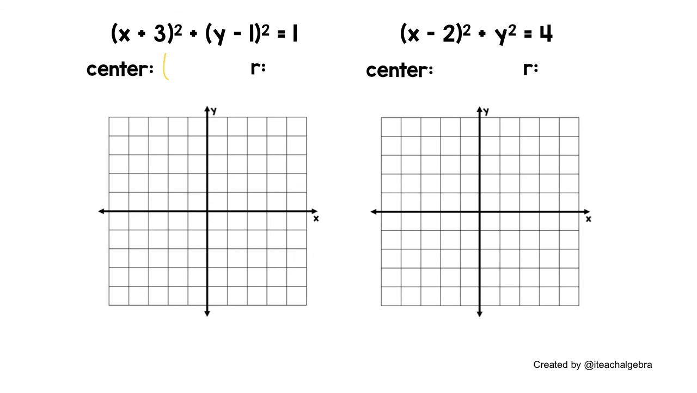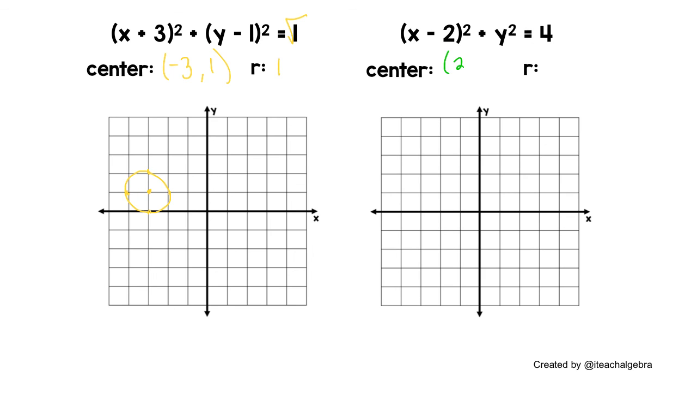All right, so opposite signs, -3, +1 for our center. Square root of 1 is 1. So our center is (-3, 1). And we go 1 in each direction. And that's our circle. Last one, try it.